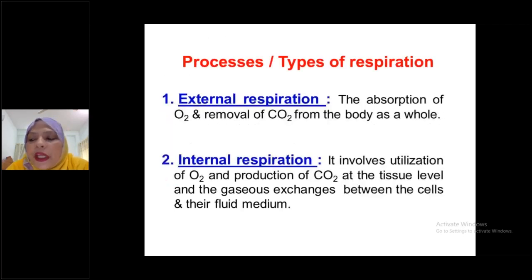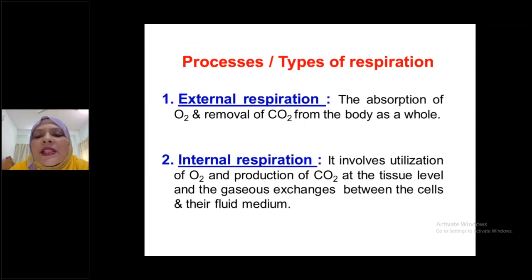Now, very important things, this is a basic question. What are the types of respiration or processes of respiration? Please, you have to remember two things here. The examiner may ask what are the processes of respiration, or what are the types of respiration. Same question. There are two types of respiration: external respiration and internal respiration. External means outside, internal means inside your body.